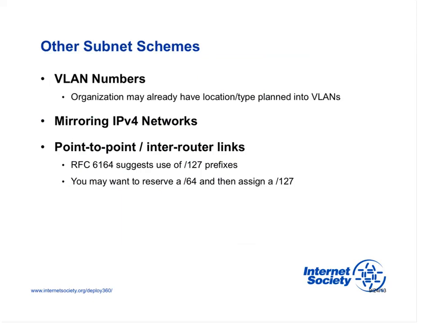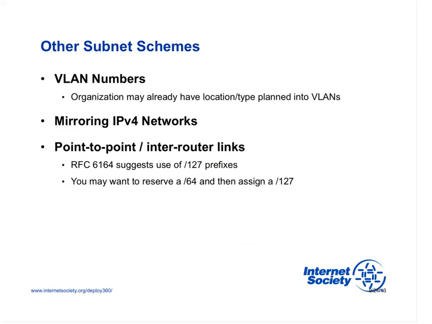There's other ways of subnetting too. Some of you may have organizations where you've already got a lot of VLANs in use, and so you may want to use those VLAN numbers as part of that. You may already have a strong IPv4 plan, and you like how that works, and you want to mirror some of that into your IPv6 networks. You don't need to, and in fact, there's many reasons why you might not want to, but it is a way that you could do it if you've already got a mapped out plan of how to work with that.